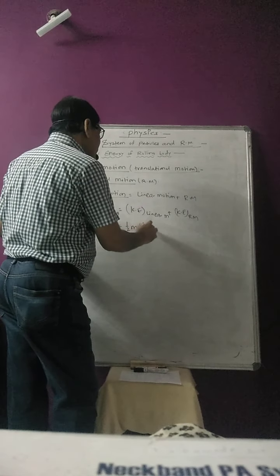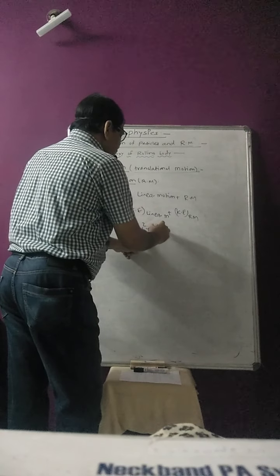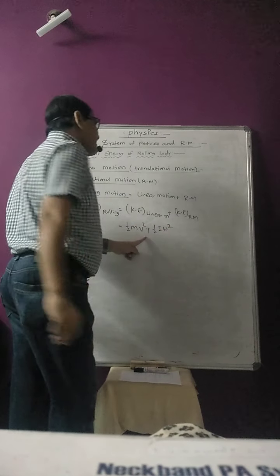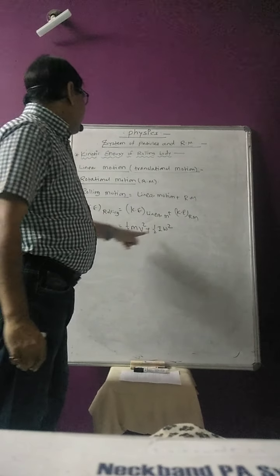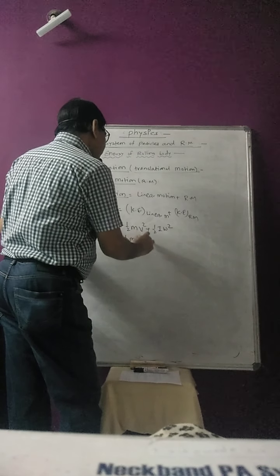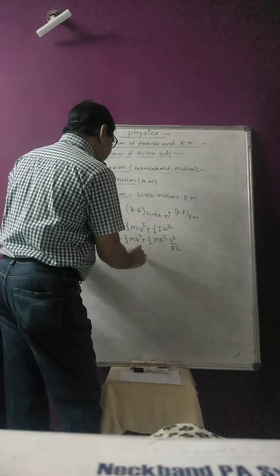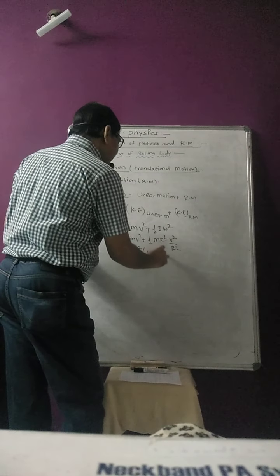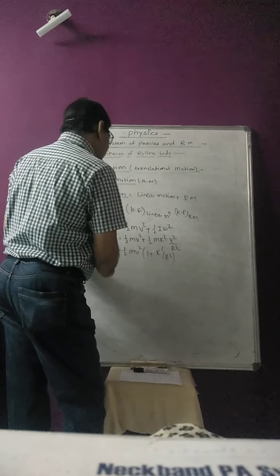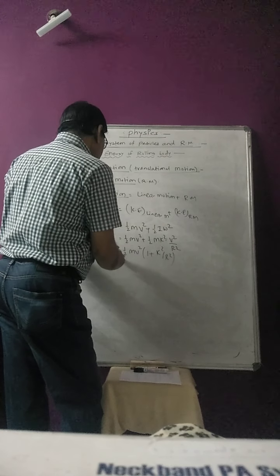1/2 mv square, where m is the mass of the body, v is the velocity of the body, and rotational motion is 1/2 I omega square. Okay. So now here in that case, if I write down 1/2 mv square plus 1/2 I, I will write I as mk square, and omega is equal to v by r. So v square by r square, and if I take 1/2 mv square common, then in the bracket there remains 1 plus k square by r square. So that is also called the kinetic energy of a rolling body.